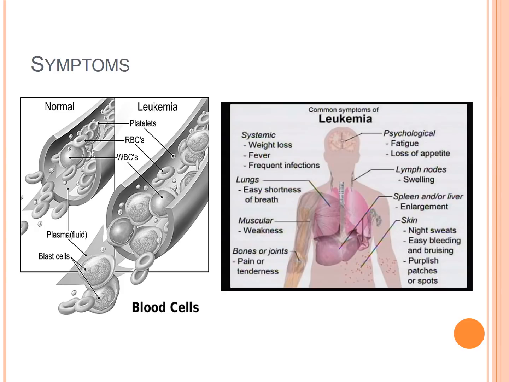Just an overview of symptoms. So these are your common symptoms listed here in the little picture on the right. We have things that are called your B symptoms. Your B symptoms would be your systemic symptoms, like your weight loss, your fever, your frequent infections, and possibly night sweats. Okay, so those are called your B symptoms.